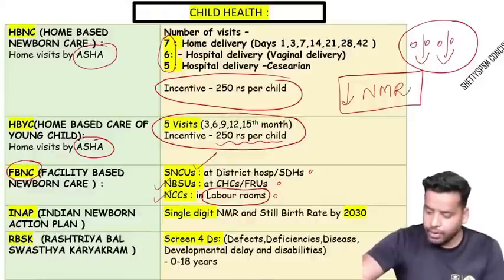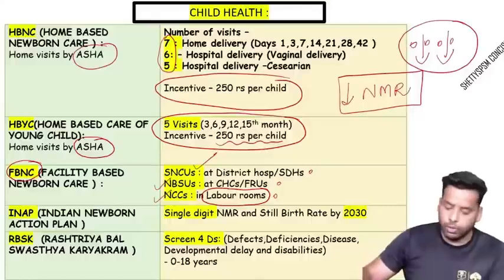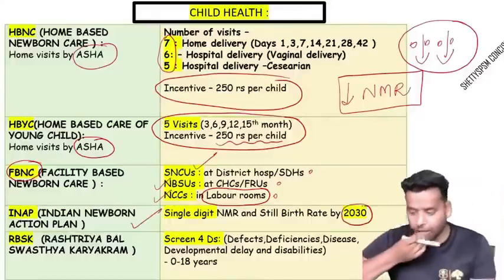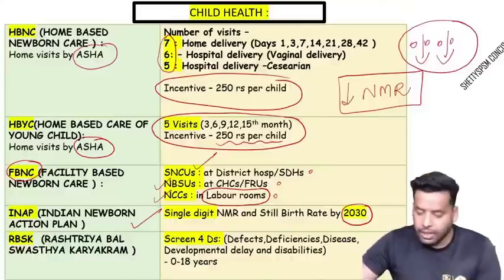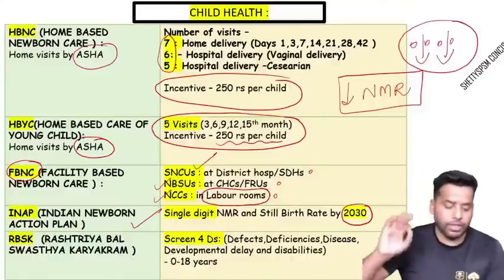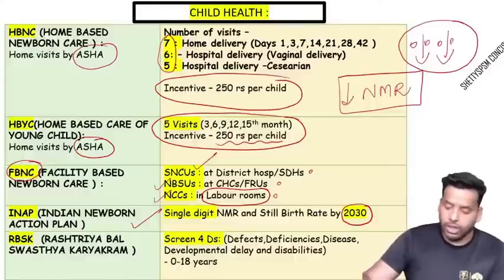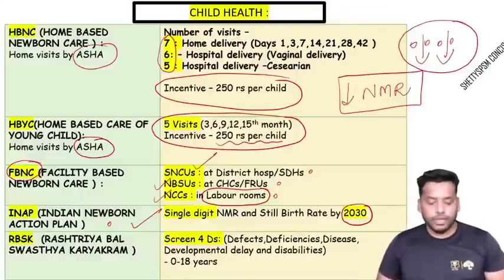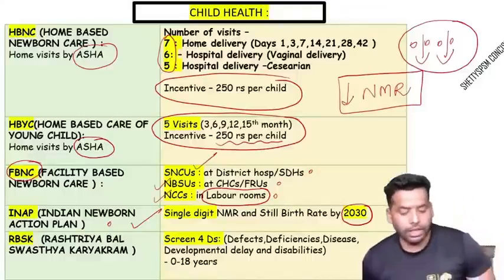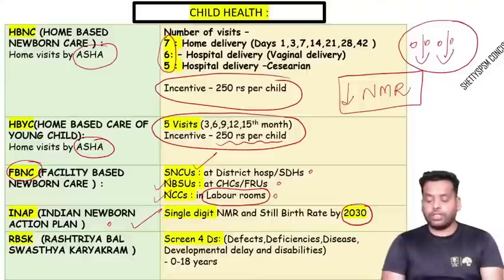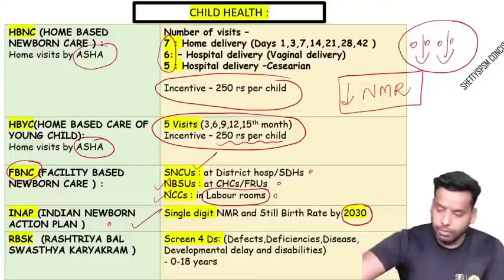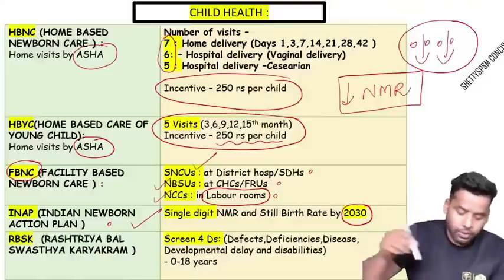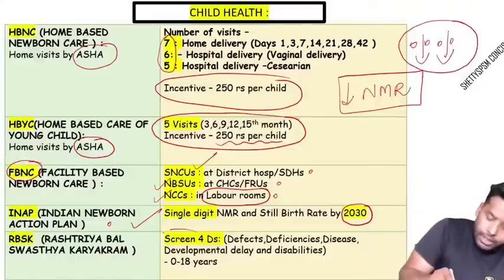NCC. What is the target of Indian Newborn Action Plan? Single digit neonatal mortality rate. Single digit stillbirth rate has to be achieved by which year, according to Indian Newborn Action Plan? Answer my next question. Single digit neonatal mortality rate and stillbirth rate has to be achieved by which year? By 2030.